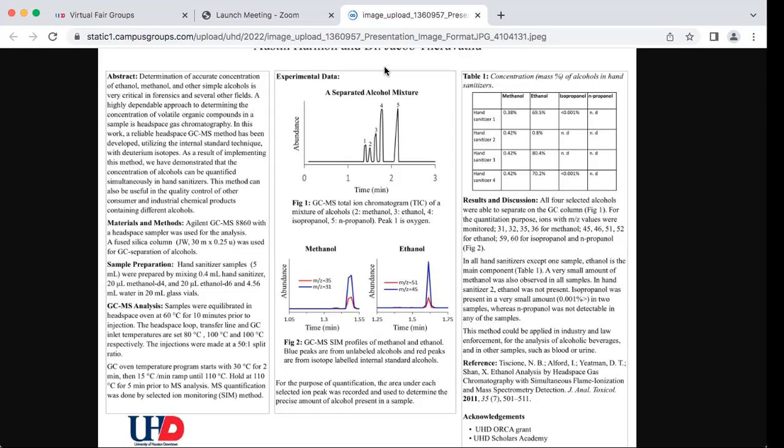So if you're more worried about reducing the amount of germs on your hands, then I would go with the ethanol-based hand sanitizer. But if you're more worried about the smell, then I would go with the benzalkonium chloride based hand sanitizer.